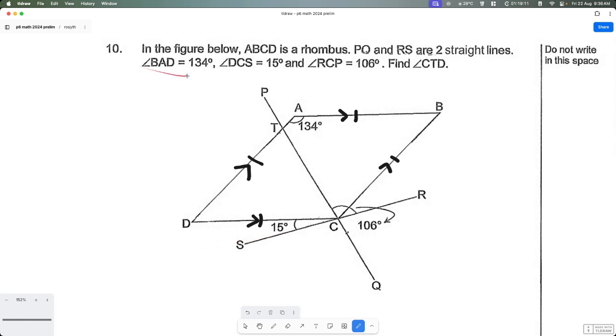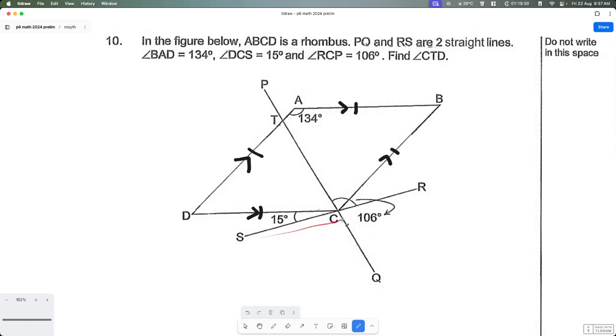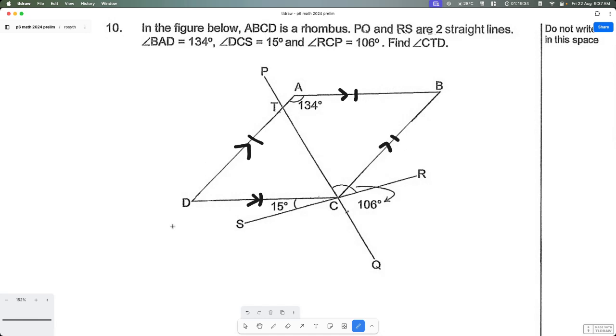And then BAD is 134 degrees. And then DCS is 15 degrees. And RCP, sorry, is 106 degrees. Okay, so find CTD. So you want to find C and then T and then D. In this case over here. All right, so C, where is it? C, T, and D. Which is this?